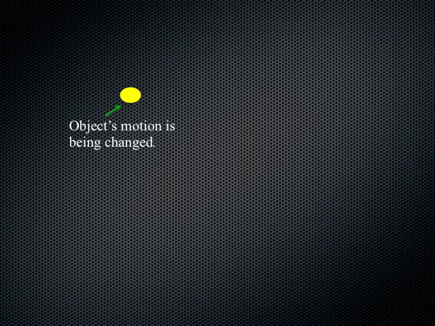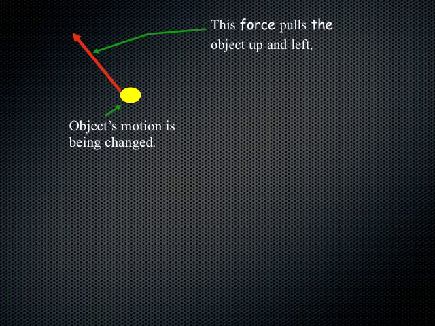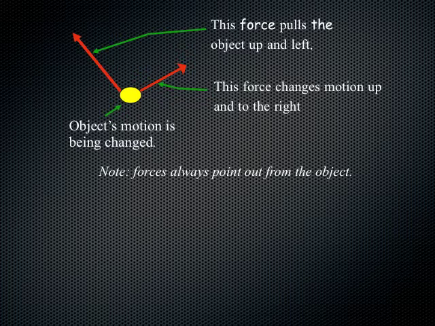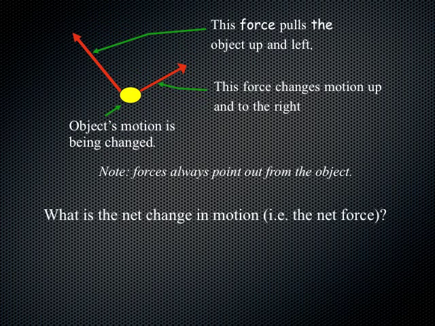Let's say this object is a crate, and somebody is pulling up and to the left on this crate, and somebody else is pulling up and to the right. So you have two forces, two force vectors related to this object. These two forces are trying to change the motion of this crate. The crate's originally at rest, and two people are pulling, both up, but one's pulling up and to the right, one's pulling up and to the left. Notice the tails of these forces are on the object.